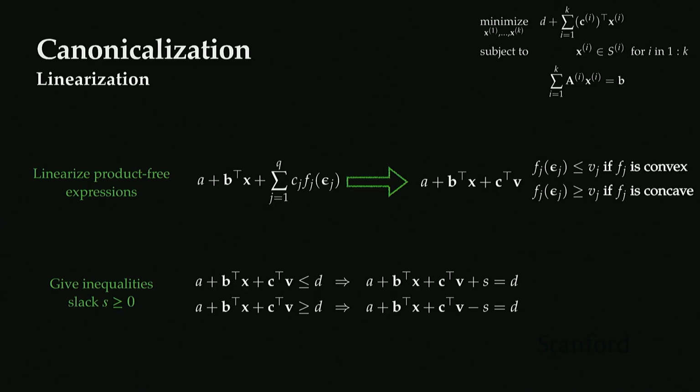The second thing we'll do is whenever there is an inequality constraint of something that's affine on the left, we're going to give it some slack. We're going to introduce a slack variable, similar to maybe what was done in LPs, right? And introduce a slack variable s that is greater than or equal to 0.